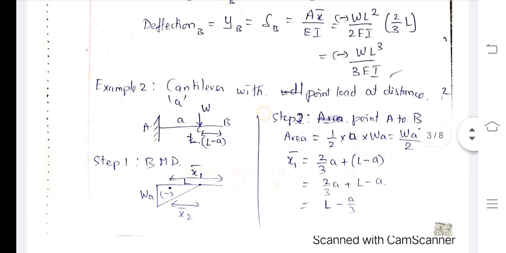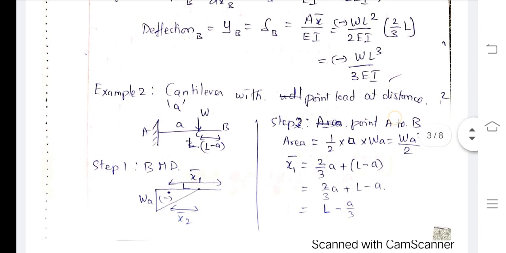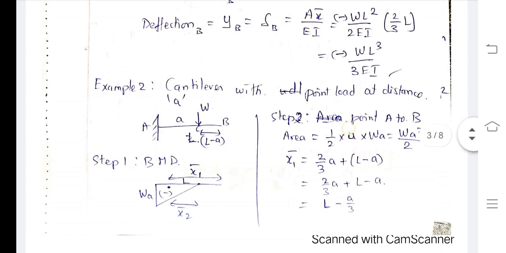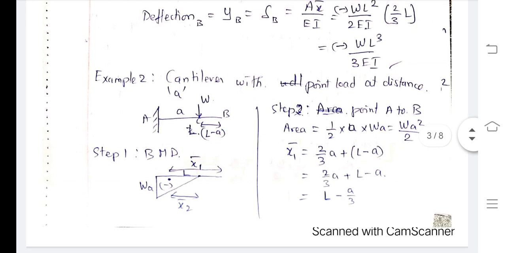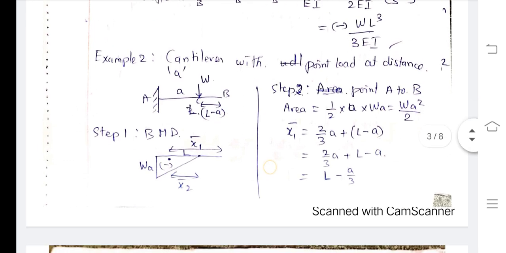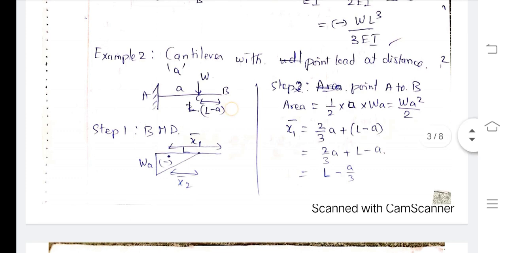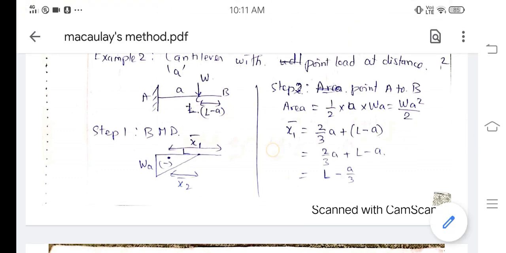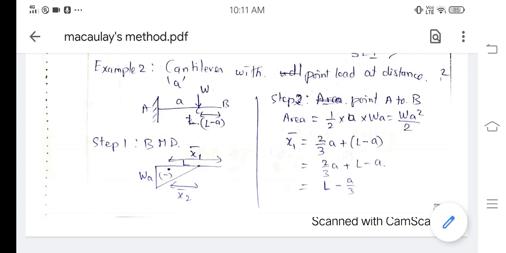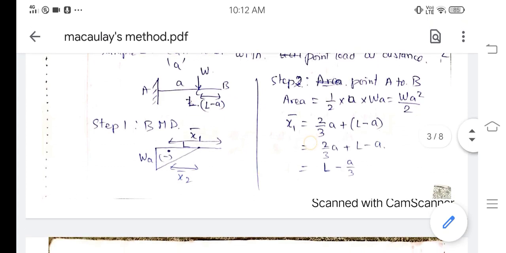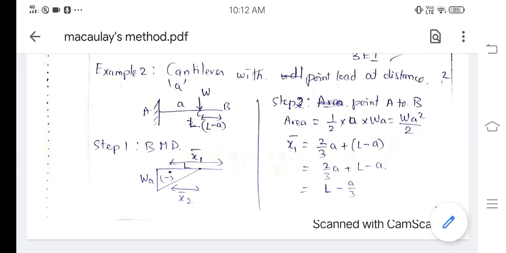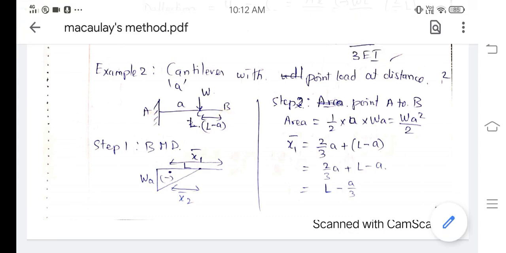So next, cantilever beam with point load at a distance A. That is, this point load is at a distance of A, and the remaining portion is L minus A. So this is point A, this is point B, and this is point C. Now we are going to calculate the slope and deflection at point B and also at point C. So first step, we are going to calculate the deflection and slope at point B.